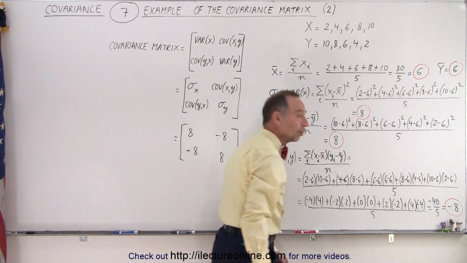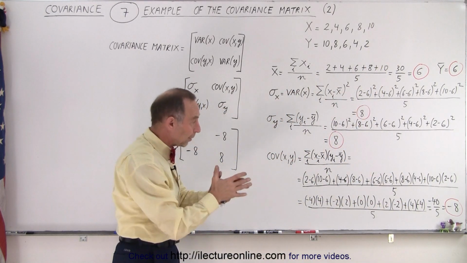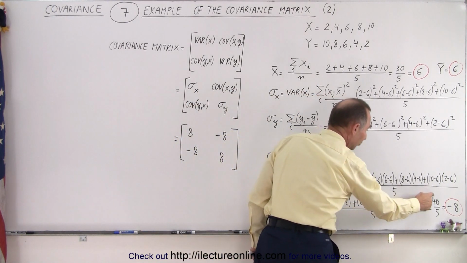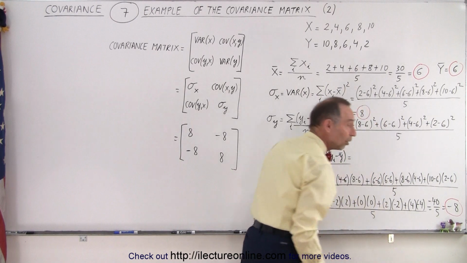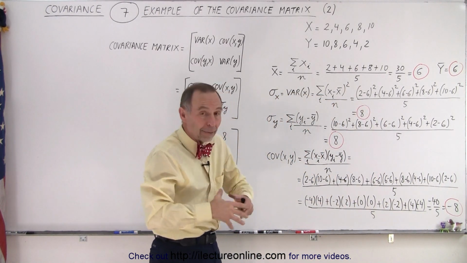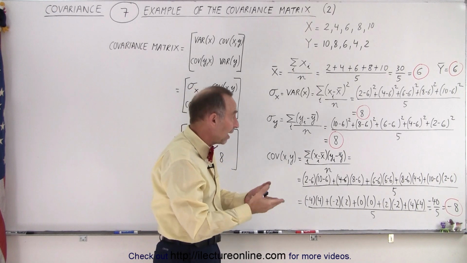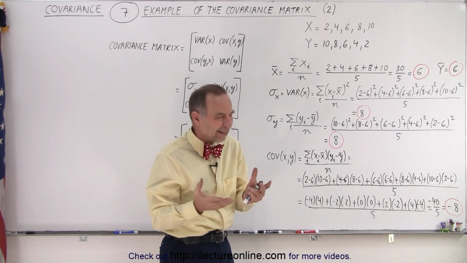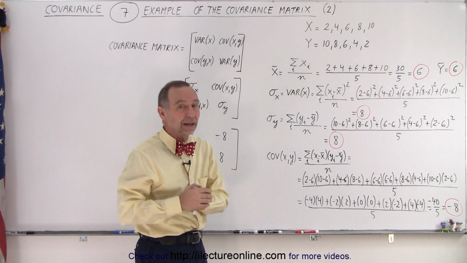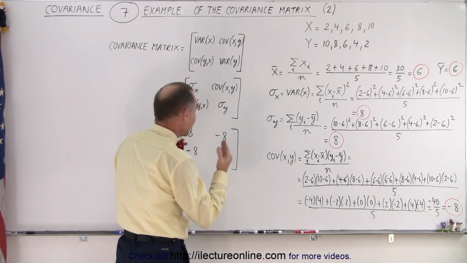We multiply those differences together. We add them all up, divided by 5. And notice in this case we end up with minus 40 divided by 5, which is minus 8. So the covariance is a negative number, and it happens to be that the magnitude of that covariance is the same as the variances. Well, that makes sense because the two data sets have the very same numbers in them, and that's why we end up with the same magnitude.